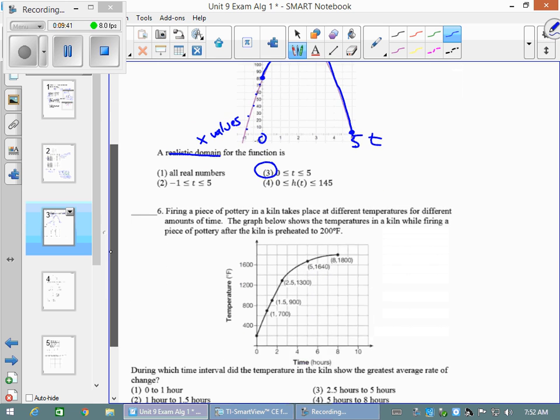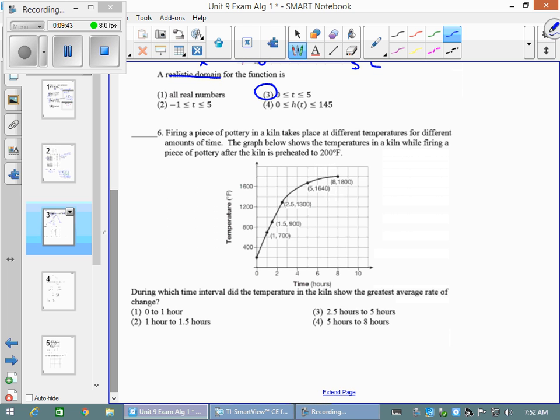Question 6 is asking us to determine the greatest average rate of change. They're giving us 4 choices. The first choice is from 0 to 1 hours. If we look on the graph, my point for 0 is (0, 200), and my point for 1 is (1, 700). To find the average rate of change, I'm going to find the slope between those 2 points. So 700 minus 200 over 1 minus 0 gives me an average rate of change of 500.